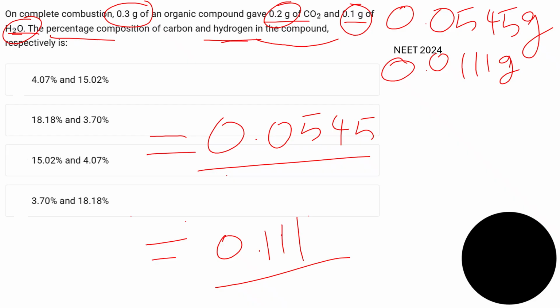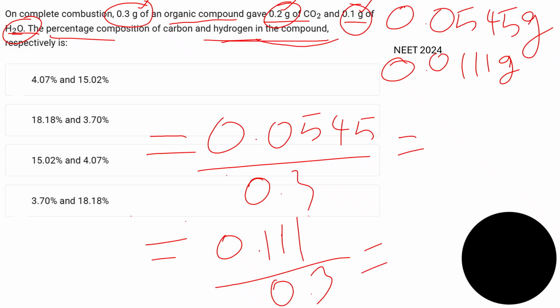The percentage composition of carbon and hydrogen in the compound, the organic compound, they want the answer in the organic compound, not in the 0.2 gram, not in the 0.1 gram. There is a twist. The 0.3 gram organic compound is converted into 0.2 gram of carbon dioxide and 0.1 gram of water. There is no loss of mass of the organic compound. We need to find the percentage composition of carbon and hydrogen in the organic compound alone. So in the denominator 0.3 will come.